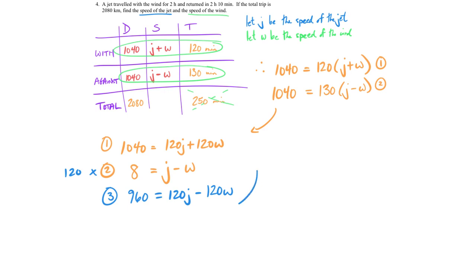So within that context, I'm going to take, let's say, equation 1, and I'm going to add it to equation 3. That way I don't have to deal with any sign issues. So when I do that, I'm going to get my 960 plus my 1040, which gives me an even 2,000. When I add them, I'm going to get 240J, and I'm going to eliminate my W's. So I now need to take 2,000 and divide it by 240, and I'm going to get an ugly decimal.